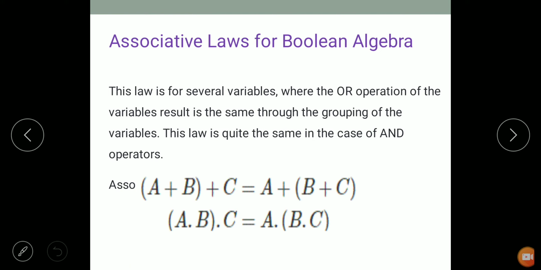Then next, associative laws for Boolean algebra. This law is for several variables, where the OR operation of the variables gives the same result regardless of the grouping of the variables. This law is quite the same in the case of AND operators. Like a plus b in a bracket, then plus c, we can arrange that equation in that form, that is a plus, then b plus c in a bracket.